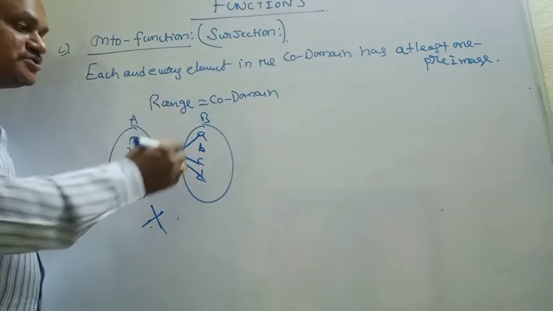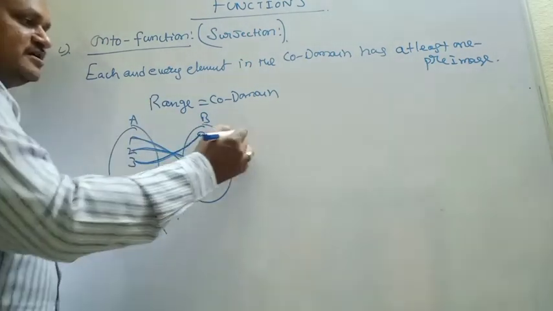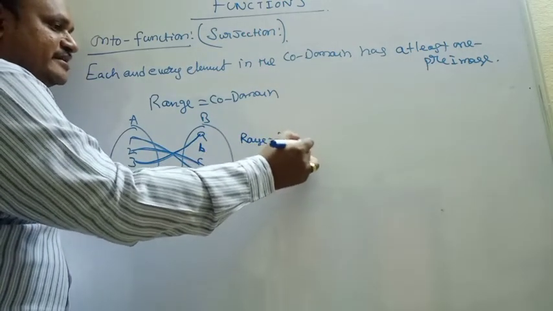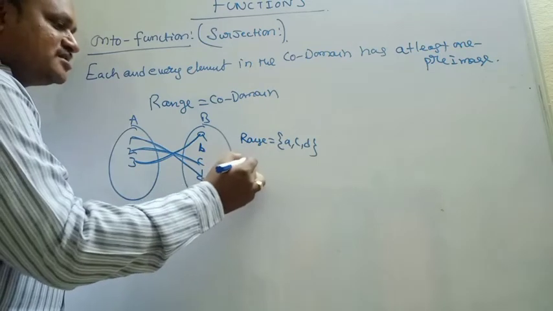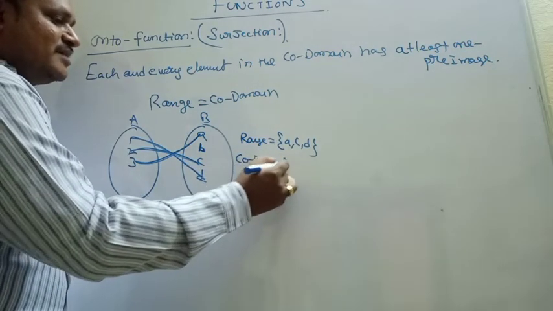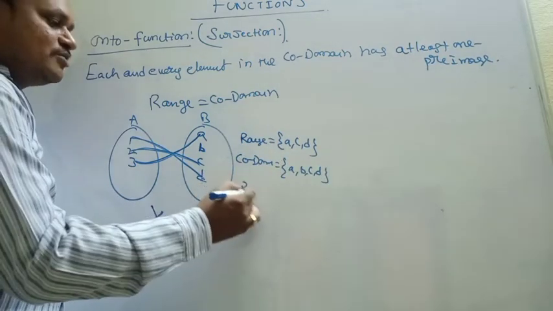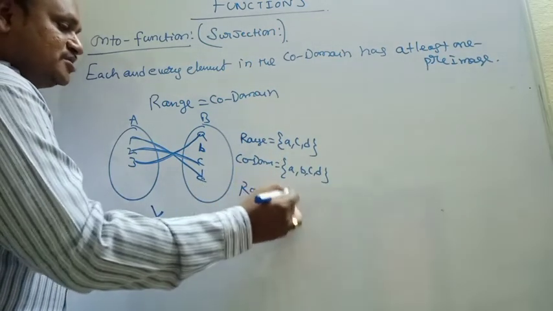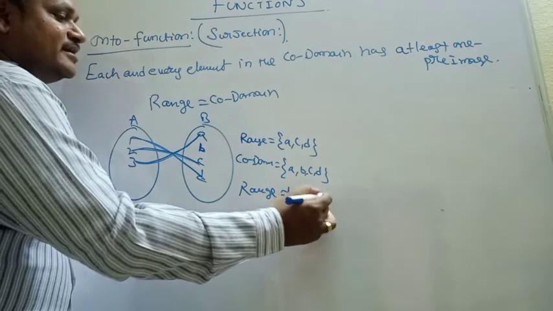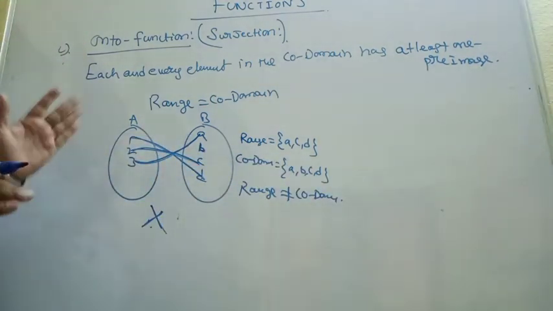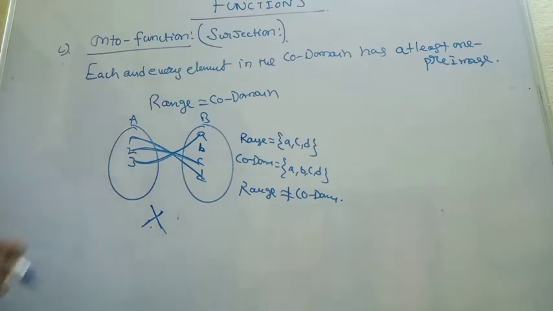Here also you see the range. The range is A, C, D, and the codomain is A, B, C, D. Therefore, range is not equal to codomain here, of course. That's why this is not an onto function. This is a precise example that I am giving to you, my dear students.